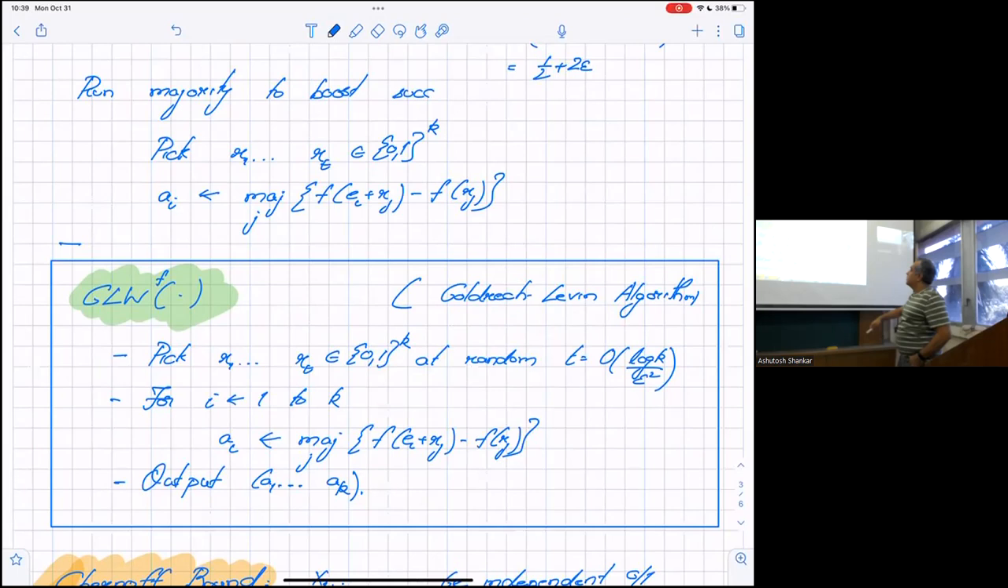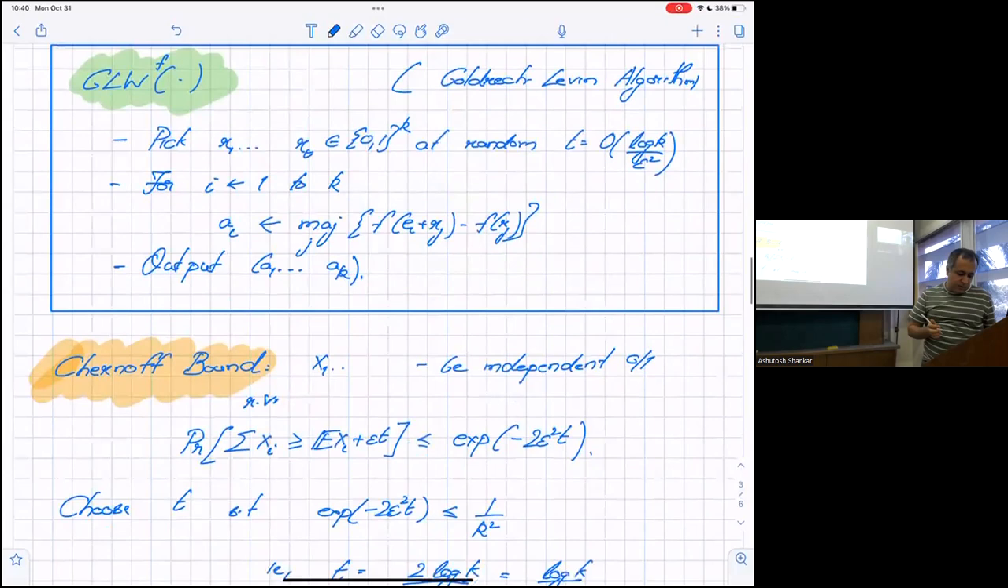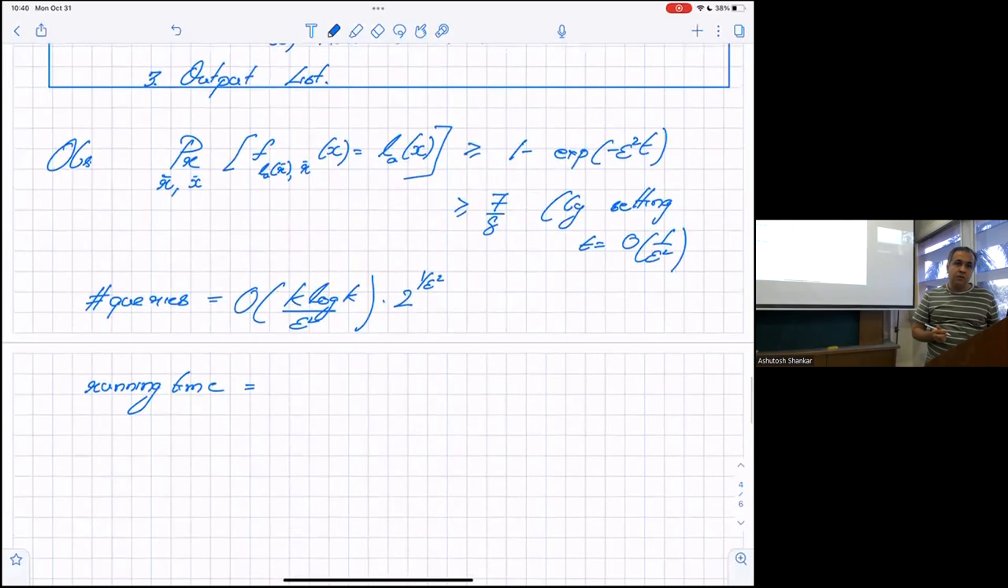Just writing this down is going to take you k time, and then there are k amounts of k square and k square log k. So k square log k, divided by epsilon square. Epsilon is a constant, but I'm going to get 7 by 8 over here. So this is k square log k, and this is a different epsilon from that epsilon, this epsilon over here.